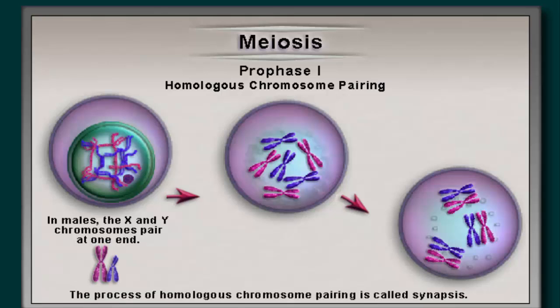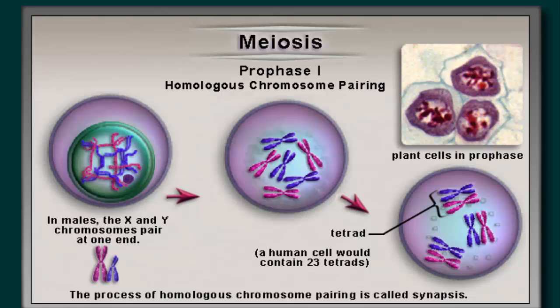When the homologous chromosomes pair during synapsis, the association is called a tetrad, or bivalent. The formation of a tetrad is unique to meiosis and represents one of the major differences between meiosis and mitosis. This photo of cells in prophase 1 shows the thick, condensed chromosomes.